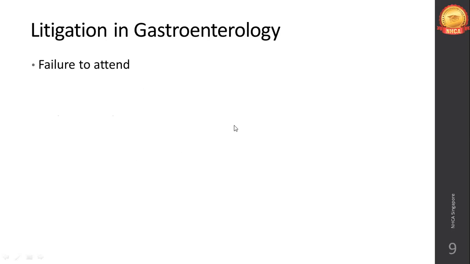Then the litigation in gastroenterology. Some examples: failure to attend, in the case of Dr. Sunil Rungta versus Dr. Chandrasekhar Agarwal. The patient was suffering from hematemesis, that is blood in vomiting, and melena, blood in feces, and was admitted in ICU. The physician under whom the patient was admitted failed to even visit after the information was given by the junior doctor on duty, and after repeated requests from the complainant also. The visit was not made by the doctor.